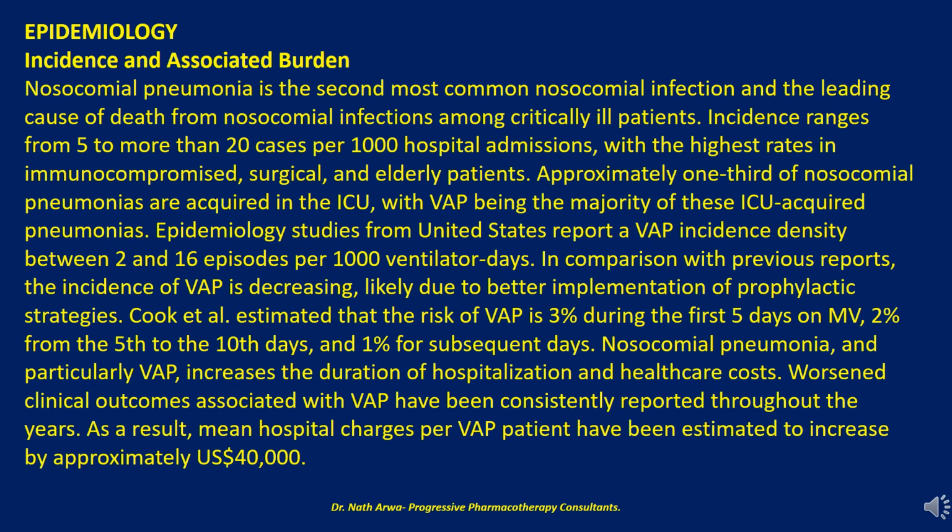We will now focus on the epidemiology. Let's begin with incidence and associated burden. Nosocomial pneumonia is the second most common nosocomial infection and the leading cause of death from nosocomial infections among critically ill patients. Incidence ranges from 5 to more than 20 cases per 1,000 hospital admissions, with the highest rates in immunocompromised, surgical, and elderly patients. Approximately 1/3 of nosocomial pneumonias are acquired in the ICU, with ventilator-associated pneumonia being the majority of these ICU-acquired pneumonias.